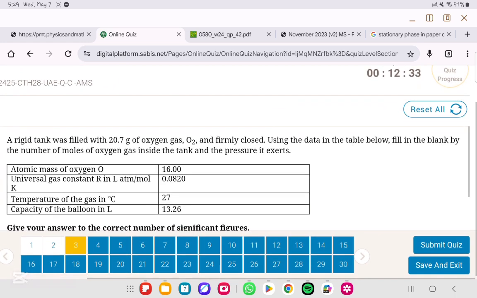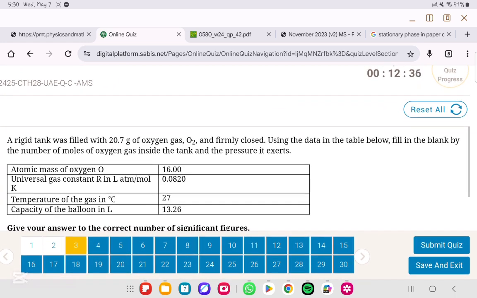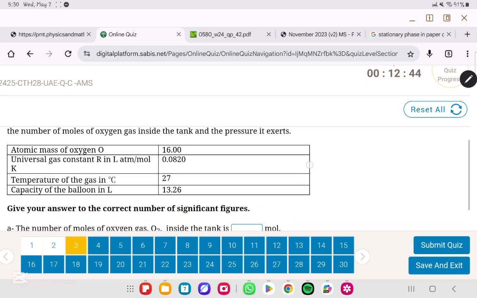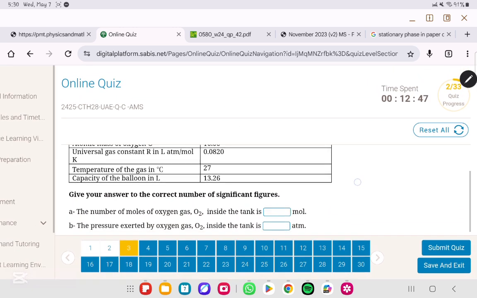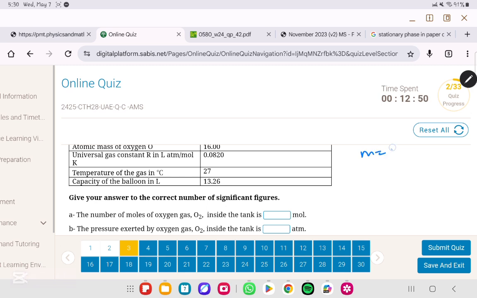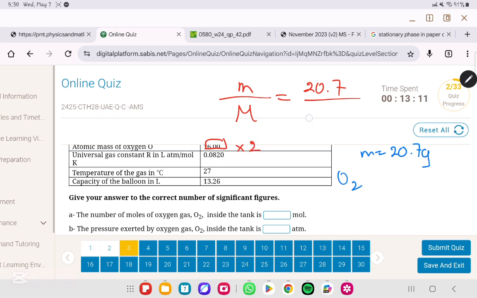Here they said a rigid tank was filled with 20.7 grams of oxygen gas O2 and firmly closed. Using the data in the table below, fill in the blanks. The only thing you need for this is that the mass is 20.7 grams of O2, oxygen. So in order to find the number of moles, we apply the equation mass over molar mass. The mass in this case is 20.7 over the molar mass of O2, which is not 16, because how many oxygens do you have? You have 2 oxygens, so it's 16 times 2. You will put it on your calculator.